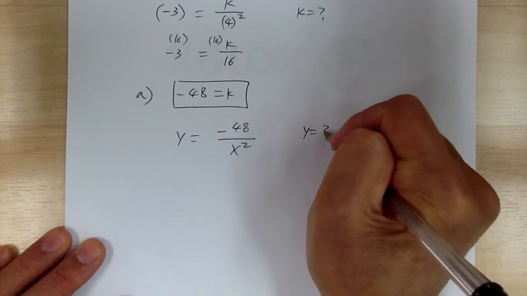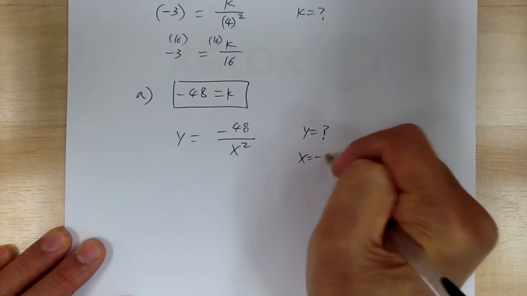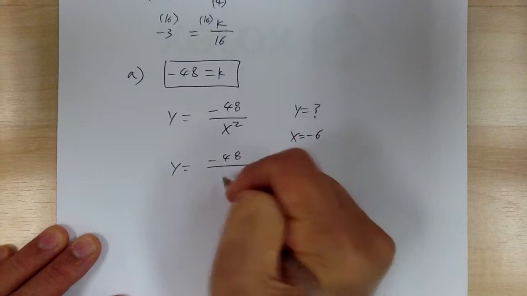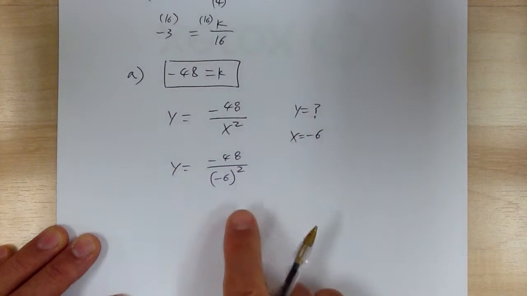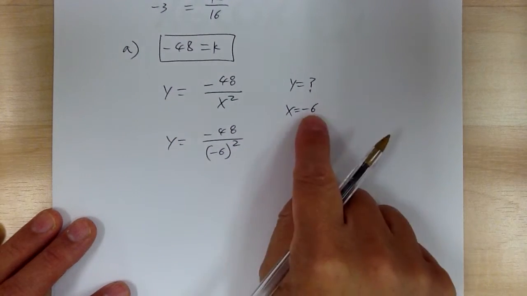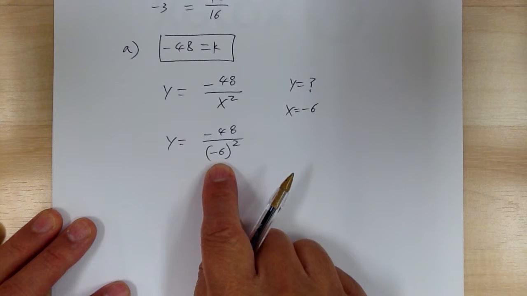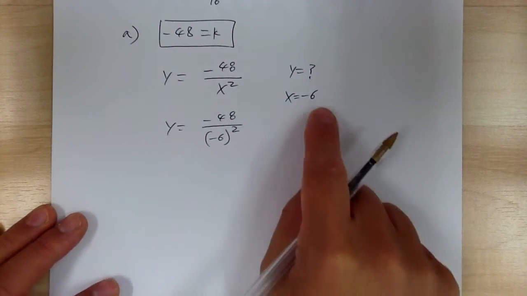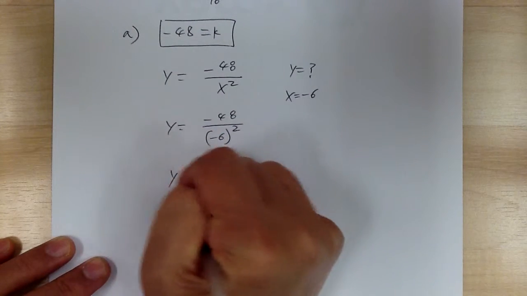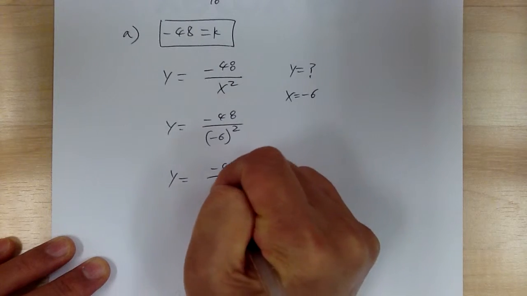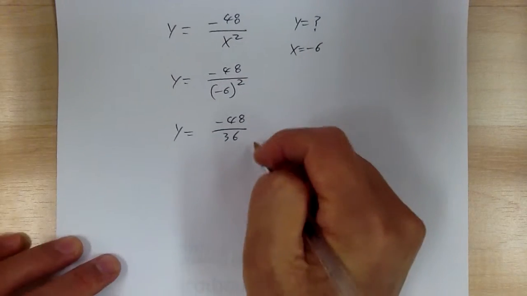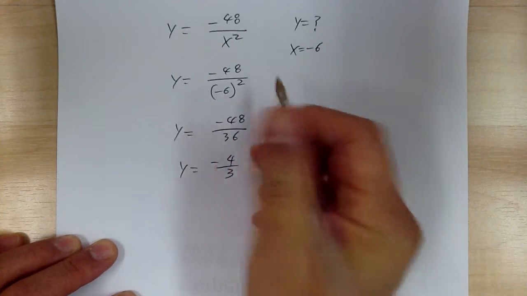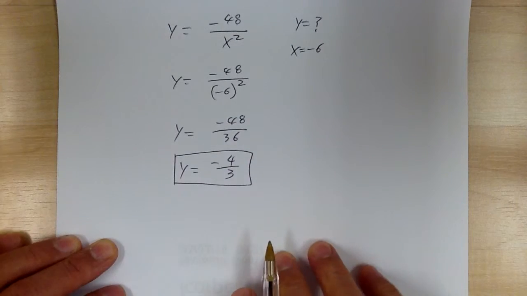It says find y when x equal to negative 6. So you substitute. Now this is why it's so important to put in parentheses when you substitute, because of the negatives. If you don't put in parentheses, it's very likely you're going to make a mistake on the sign. So substitute. So y equal to negative 48 over 36. And you can reduce by 12. So y equal to negative 4 over 3. And that's your answer. So that's your B.